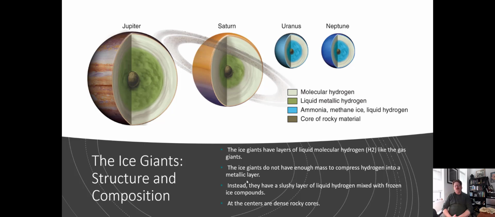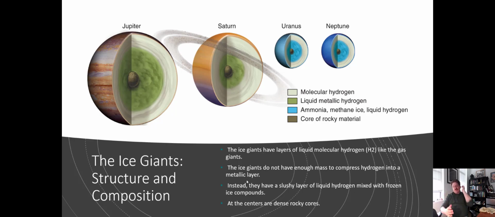Now, the structures of these worlds. These, again, are composed of primarily hydrogen and helium, but the worlds are not massive enough to have metallic hydrogen within them. There may be some liquid hydrogen within them, but it's primarily just molecular. So without the liquid metallic hydrogen, these will not have nearly the extensive magnetic fields that Jupiter and Saturn do. But I'm going to get into that in the next slide.